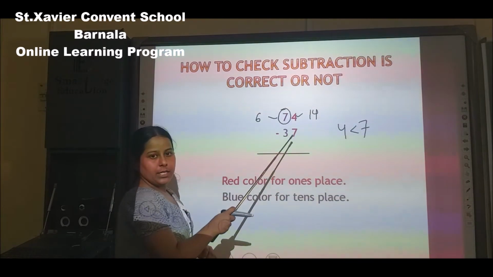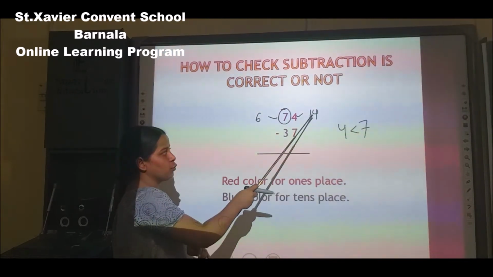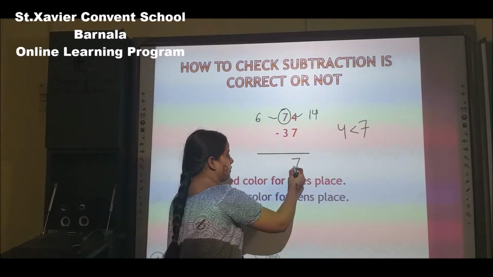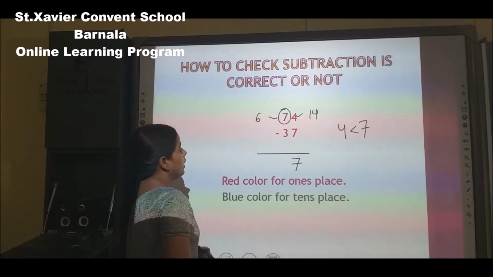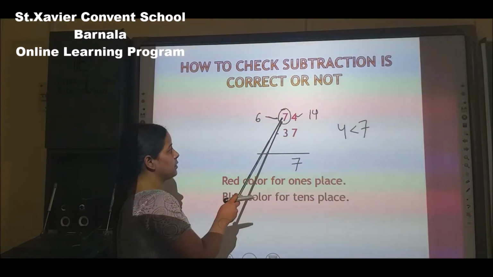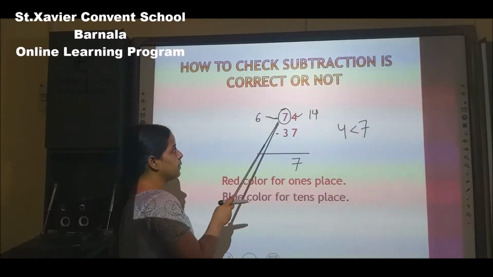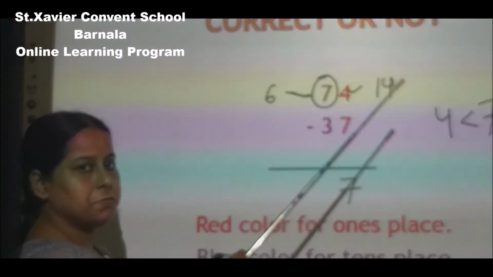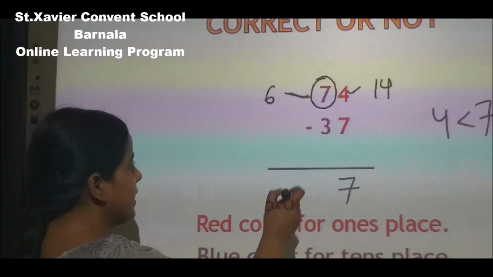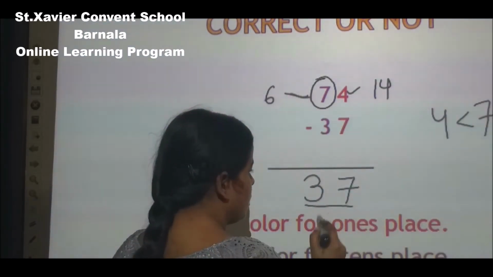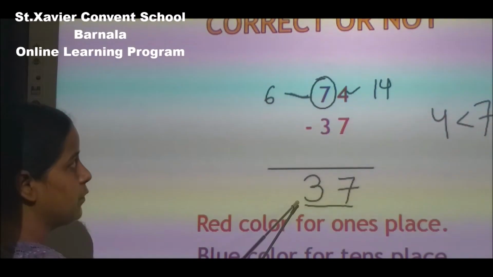First we subtract the digits at the ones place. 14 minus 7 is equal to 7. And now subtract the digits at the tens place. 7 becomes 6 because it gives a borrow of 1 to the 4. So 6 minus 3 is 3. So our result is 73.